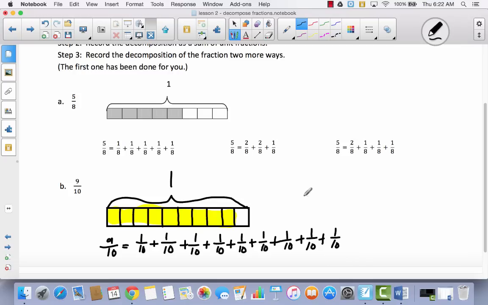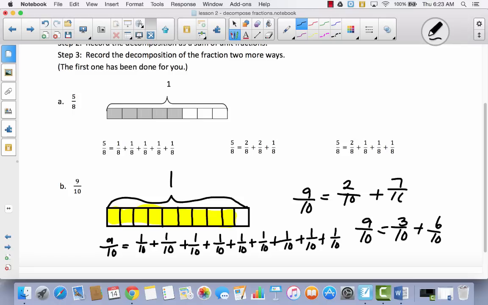Now I have to do it 2 other ways. I'm going to write up here because I'm kind of running out of room. I've got room to do one right here. So what if I decided to do 9/10 equals 3/10 plus 6/10? So I could do 3 of these together and then the rest of them together. So now see if you can't come up with one more way by yourself. It may be different from mine. It may be the same as mine. But it has to equal 9/10. I think for my next one I'm going to do 9/10 equals 2/10 plus 7/10.